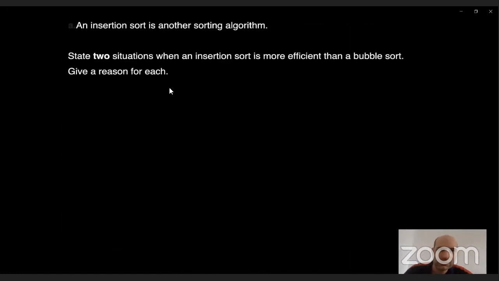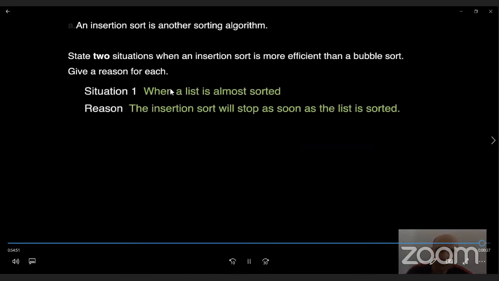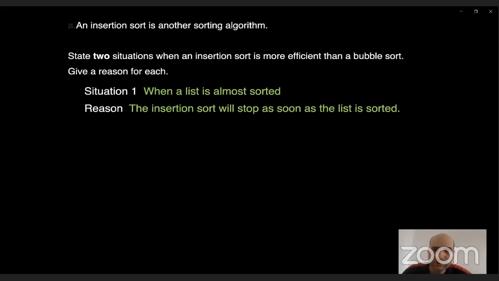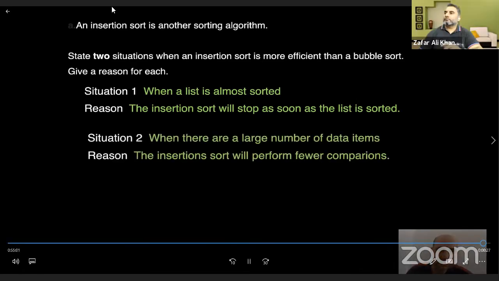Okay, let's have a look at that. So an insertion sort is another sort of algorithm. State two situations. First one I've told you is when a list is almost sorted. The insertion sort will stop as soon as the list is sorted. You can use any words you like, but that's the key thing. Situation two, when there are a large number of data items, the insertion sort will perform fewer comparisons. When you saw that practical, hopefully you saw that that's clearly true.